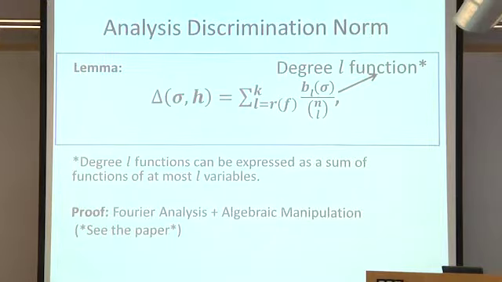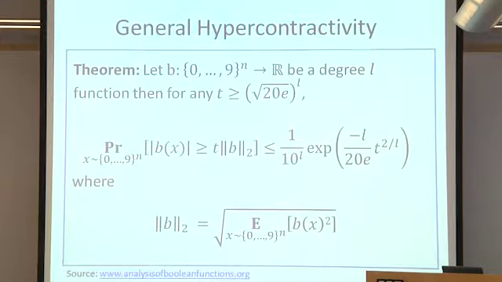The proof involves Fourier analysis and some algebraic manipulation. I'm not going to do it here, but if you're interested, see the paper. The general hypercontractivity theorem basically says if B is a degree L function, then the probability that the absolute value of this function is significantly greater than its norm is bounded by this term here, where the norm is defined in terms of the expected value of the function squared.